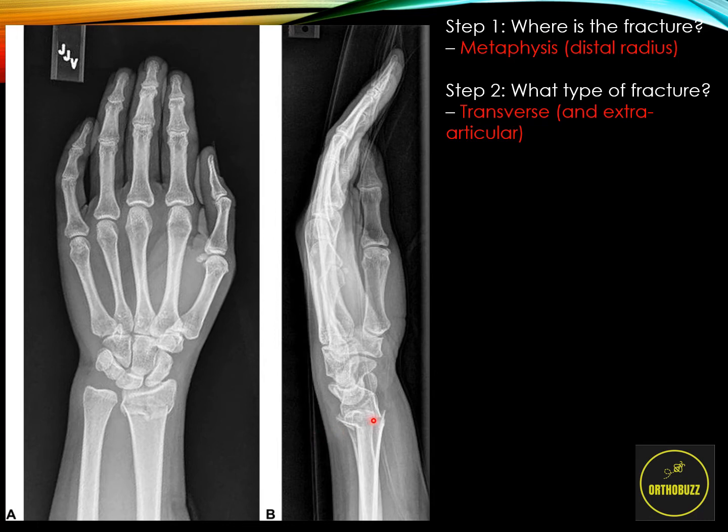And again, looking at translation, there's still pretty good contact between both bone ends, maybe a little bit of movement, and so there's probably some minimal translation. So this is a metaphyseal or distal radius fracture, which is transverse and extra-articular, with some bone shortening, dorsal angulation, minimal rotation, and minimal translation.